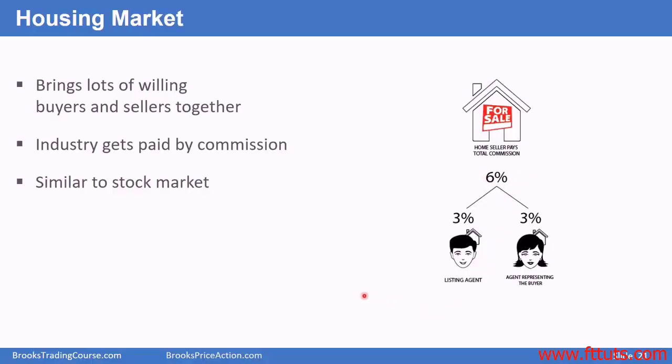If you're buying a house, you have a buying broker. If you're selling a house, you get a selling broker, and they split the 6%. If you sell a house for $100,000, you do not get $100,000. 6% is the commission. You get $94,000. And the two brokers, the buying broker and the selling broker, split that 6%, that's $6,000.